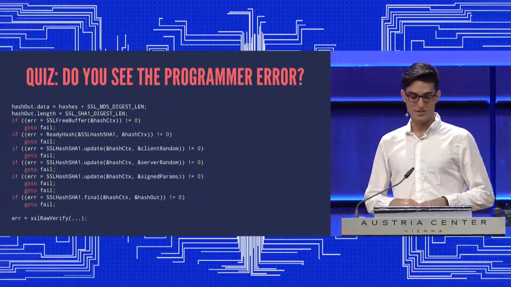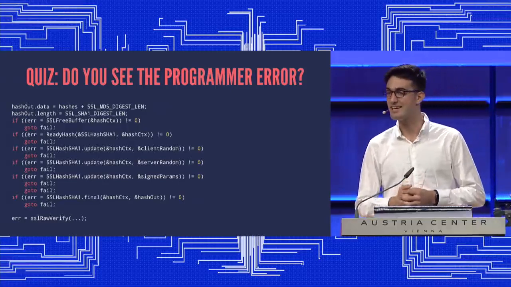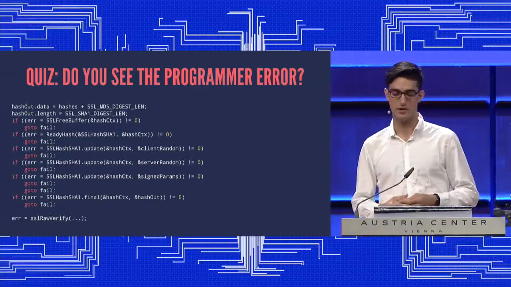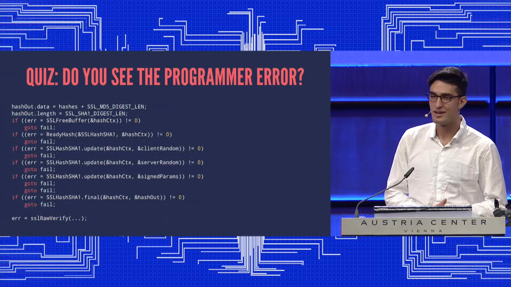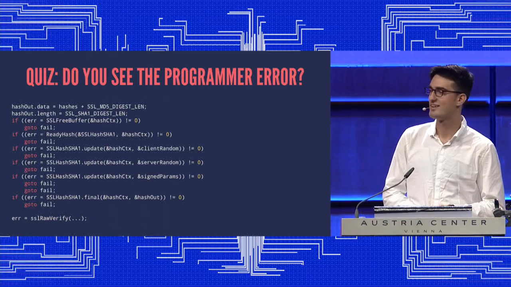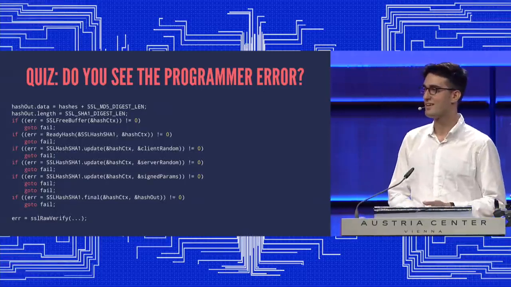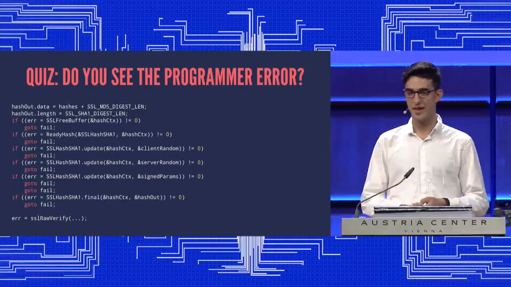OK, this is another quiz. Do you see the error in this code? So this is actually C code, but it should be possible for you to figure it out. OK, we got one. Couple more. OK, a couple more. OK, but still not that many people.